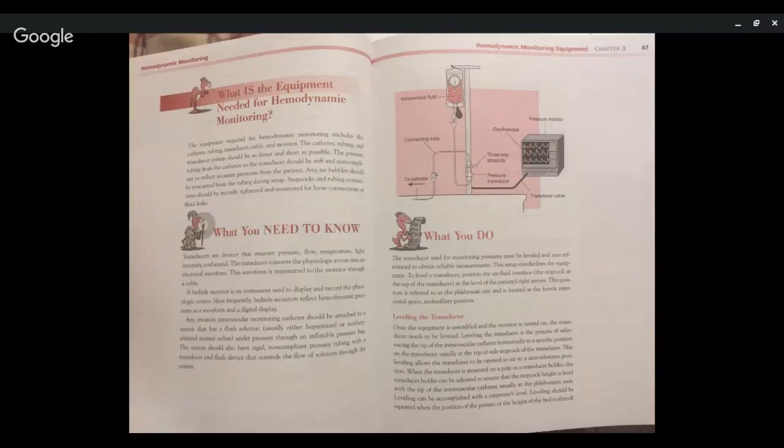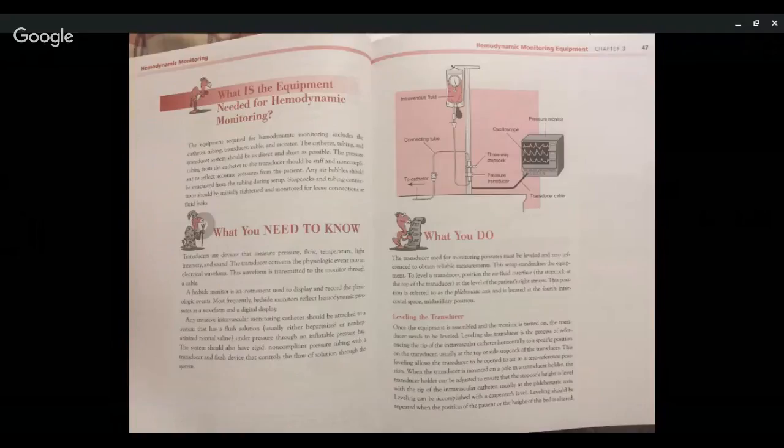Leveling the transducer. Once the equipment is assembled and the monitor is turned on, the transducer needs to be leveled. Leveling the transducer is the process of referencing the tip of the intravascular catheter horizontally to a specific position on the transducer, usually at the top or side stopcock of the transducer. This leveling allows the transducer to be opened to air to a zero reference position.